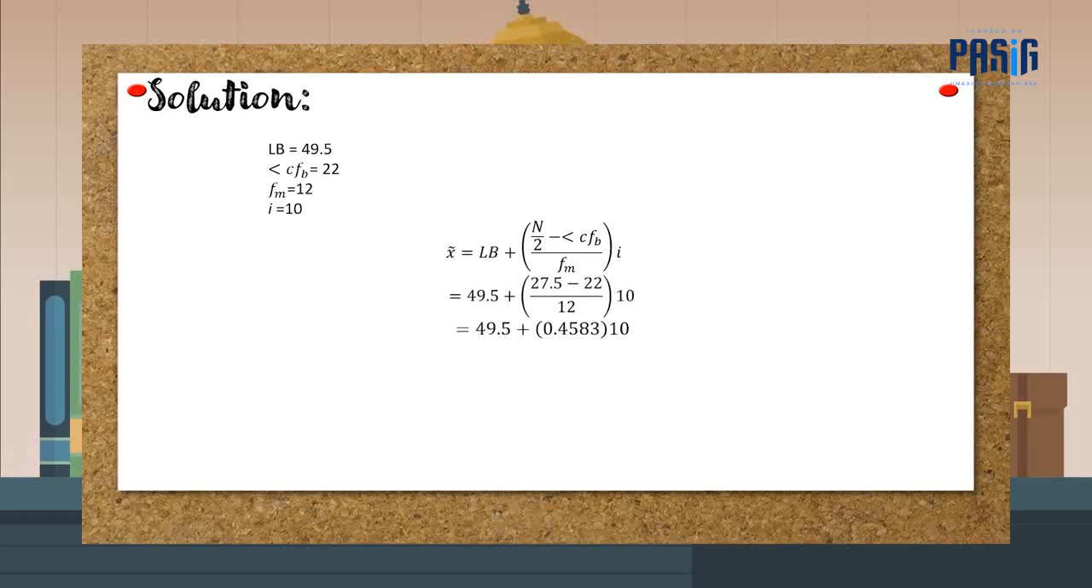49.5 plus 0.4583 times 10 will give you 4.583. Adding that to 49.5, we will have 54.083, or the median is 54.08.